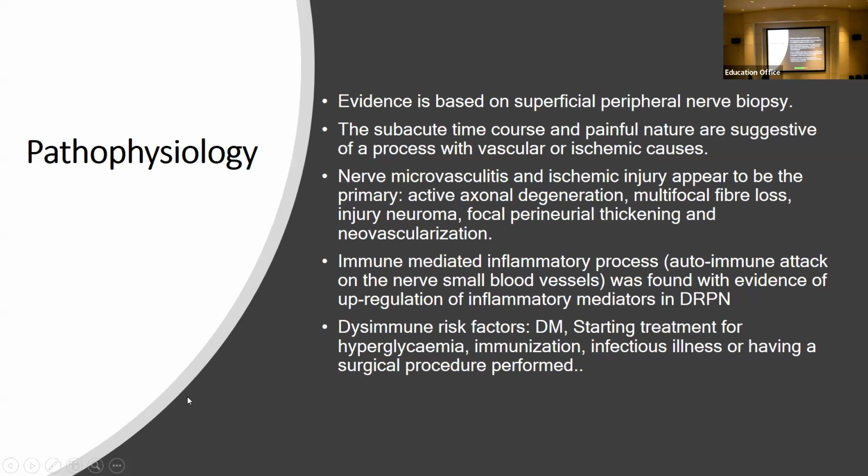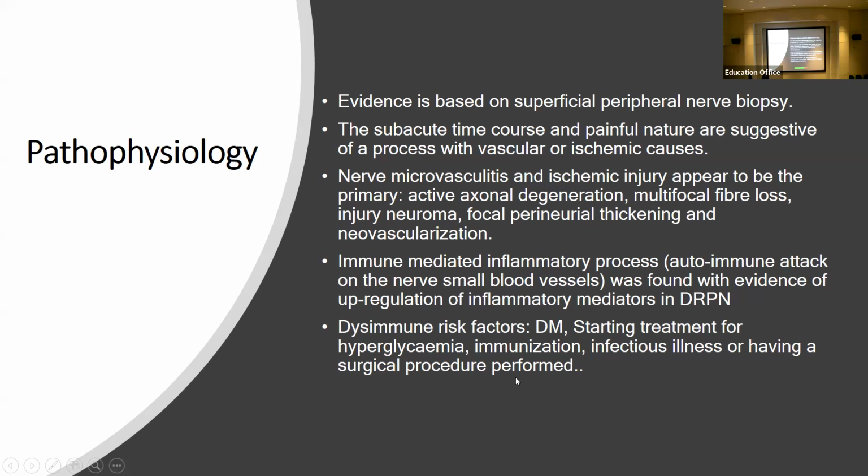Okay, so the pathophysiology. If you look at the literature, all the evidence is based on nerve biopsy studies. And also the subacute time course and painful nature suggest this is a process with a vascular or ischemic nature. With those nerve biopsy studies, you see typical ischemic changes such as active axonal degeneration, multifocal fiber loss, injury, neuroma, focal perineural thickening, and neovascularization.